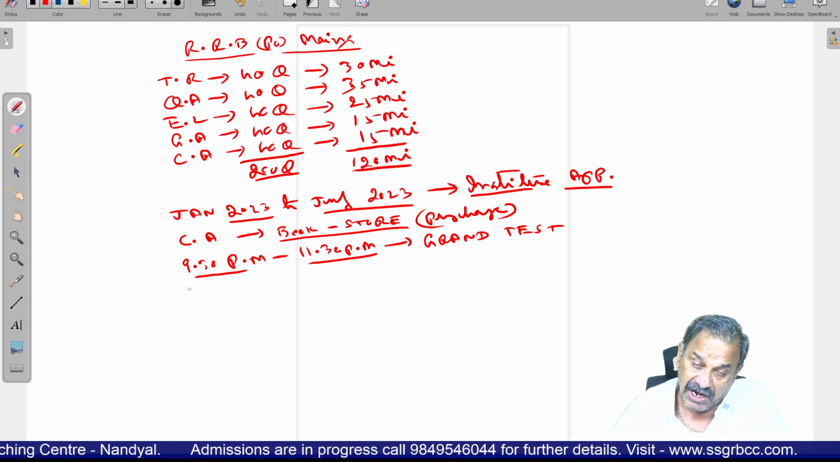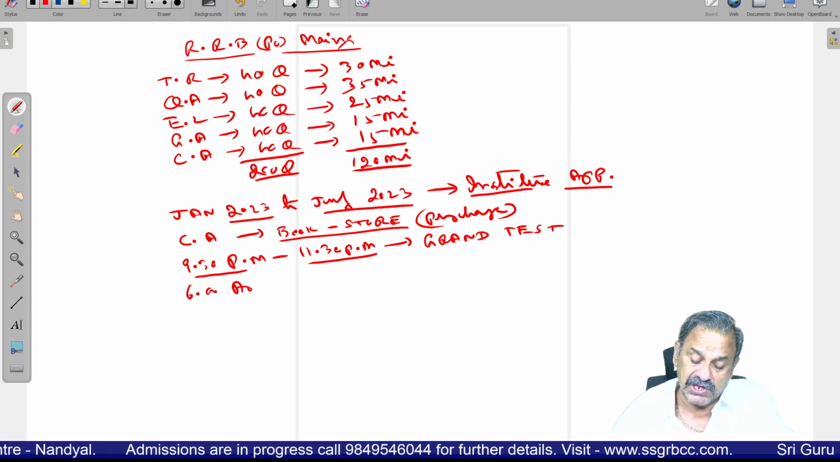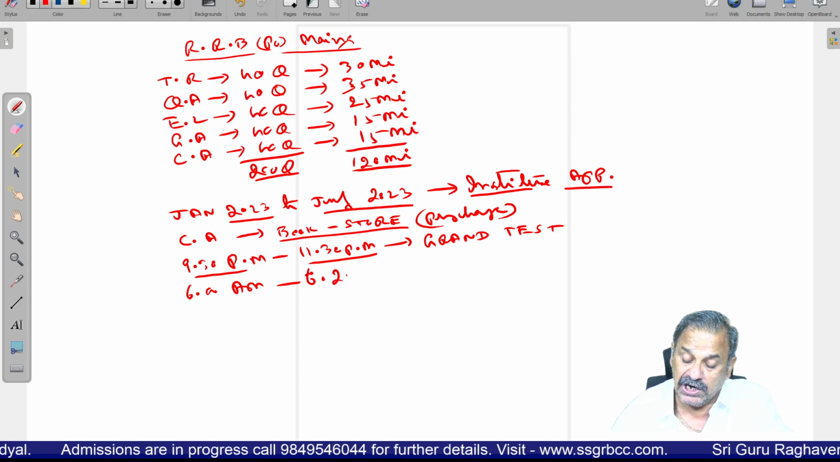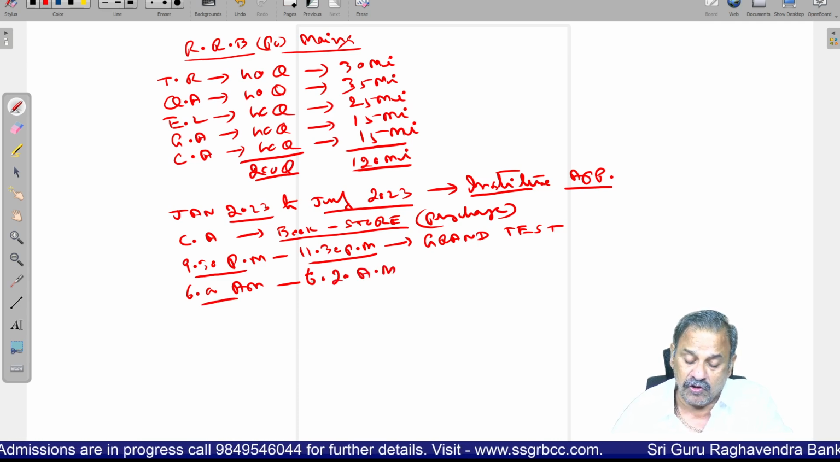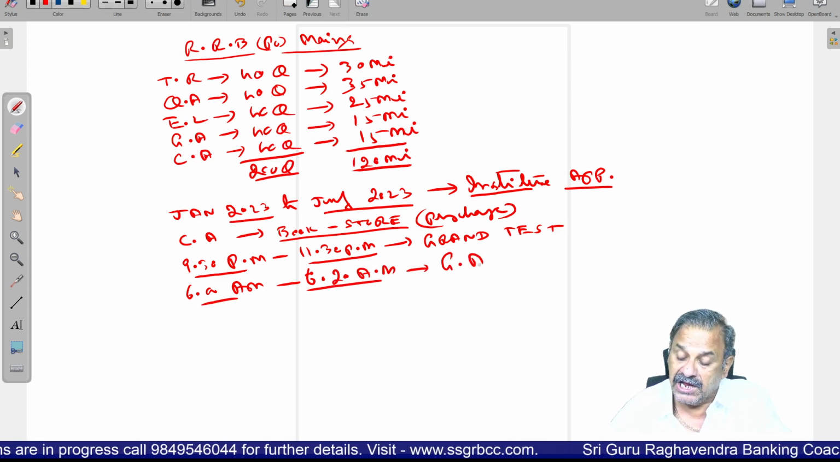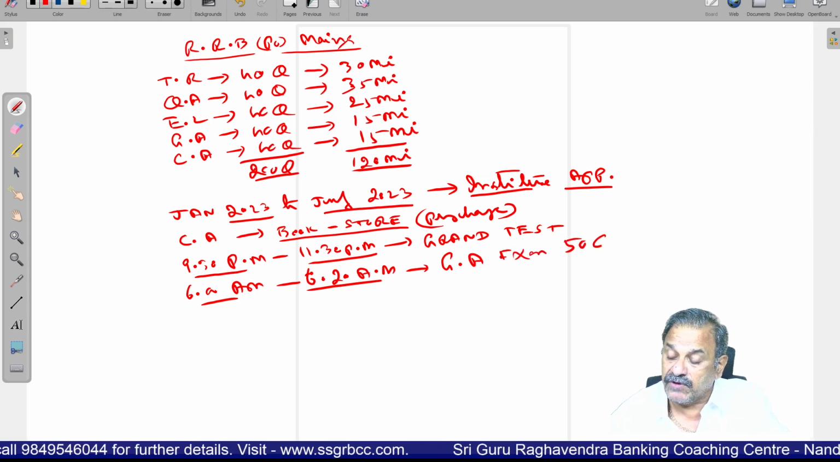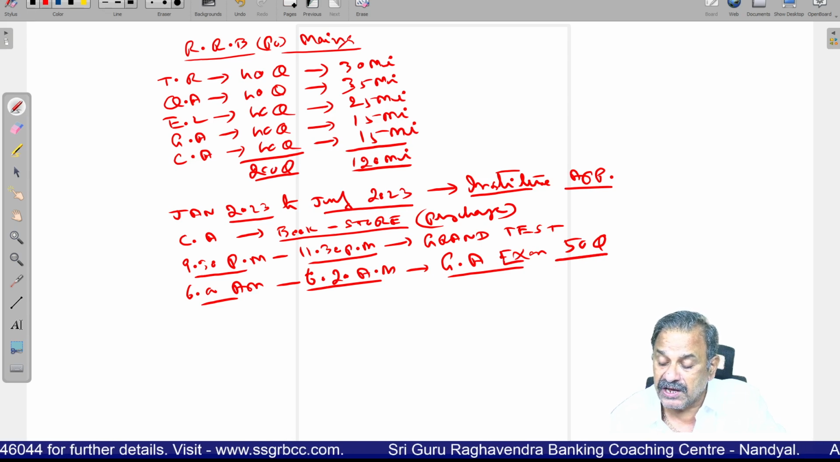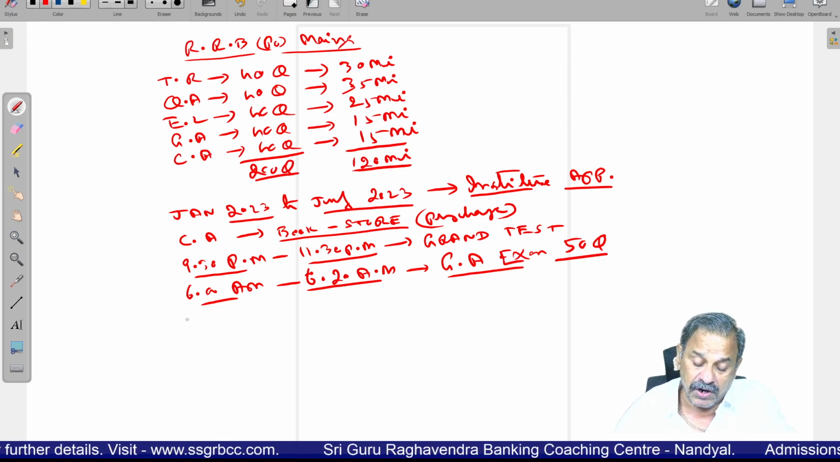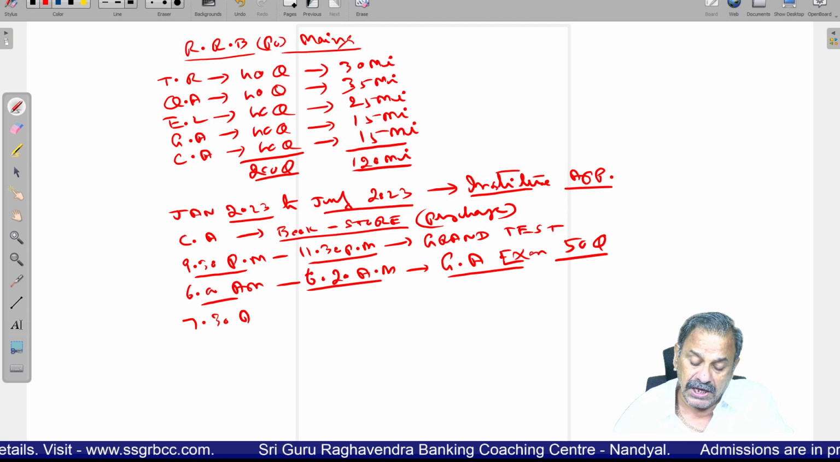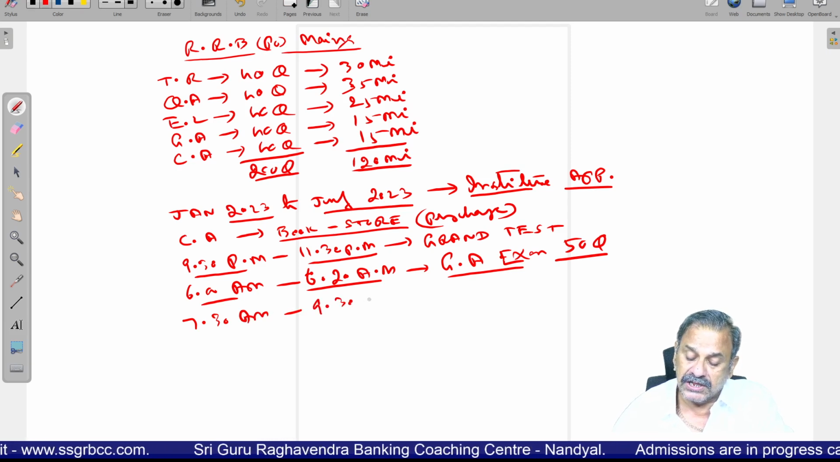Then next, in the early hours from 6 a.m. to 6:20 a.m., for 20 minutes, we are going to conduct the general awareness exam consisting of 50 questions. Please try to write this exam. And morning 7:30 a.m. to 9:30 a.m.